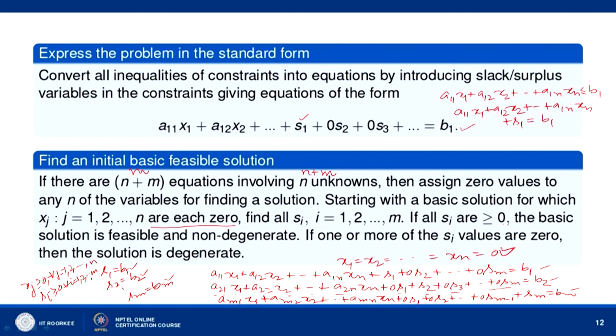So, if all Si are greater than or equal to 0, the basic solution is feasible and non-degenerate. If one or more of the Si values are 0, then the solution will be called a degenerate solution. So, if any Bi is 0, then the solution will be called degenerate. If no Bi is 0, then S1, S2, ..., Sm will be all positive and the solution will be called a basic feasible solution. So, this is how we find the initial basic feasible solution for the given LPP.